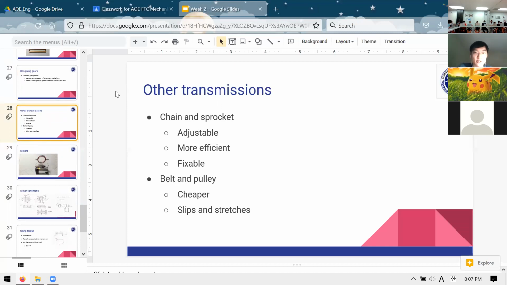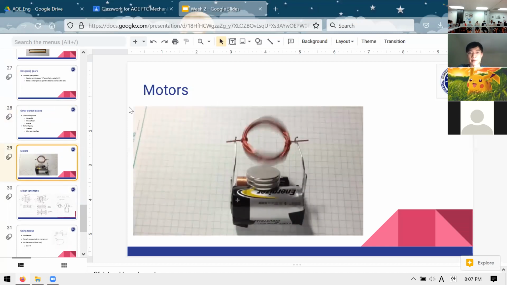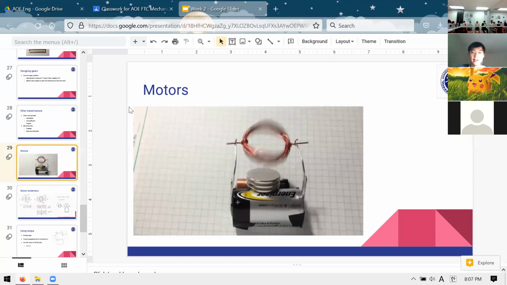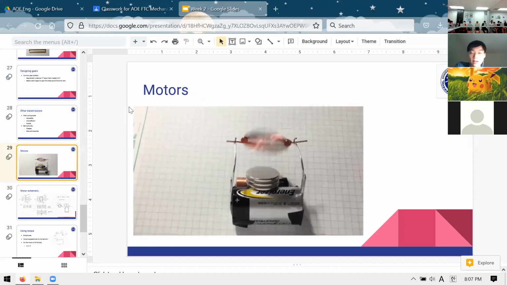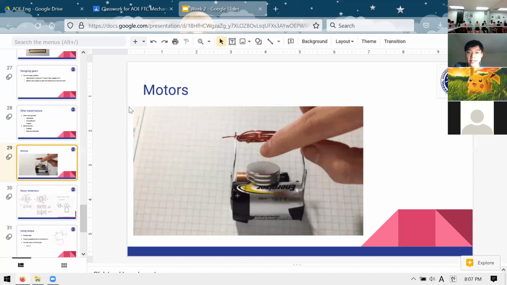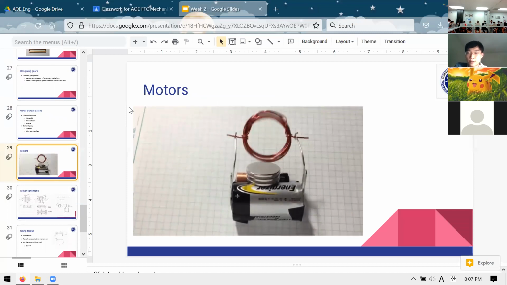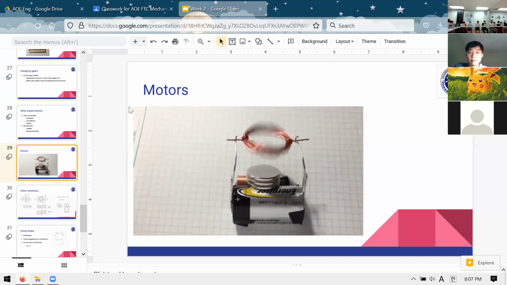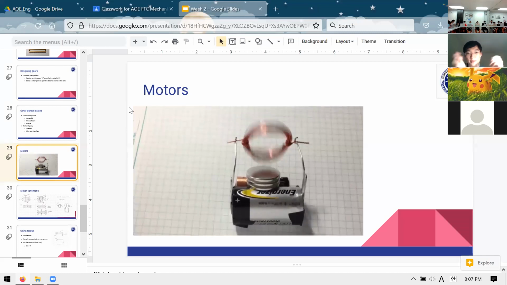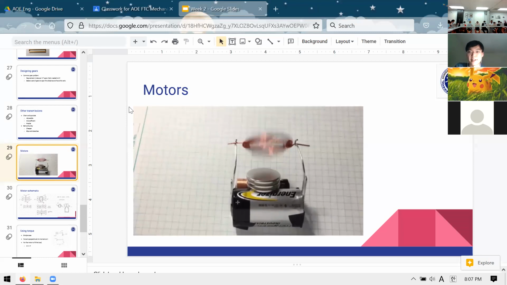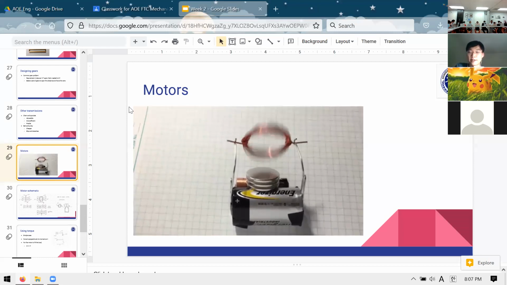So we'll move on from transmissions now, and we'll talk a bit about motors. And a motor is essentially a device that can produce some kind of rotation. And here we have an example of a DC motor. So it works on electricity, specifically a direct current.